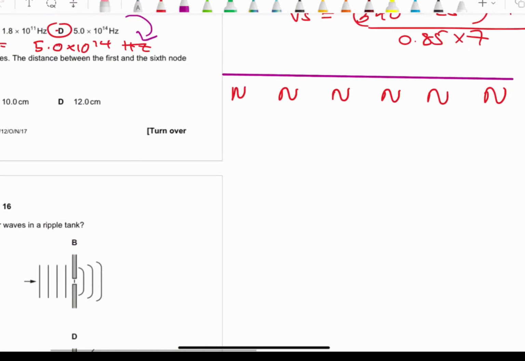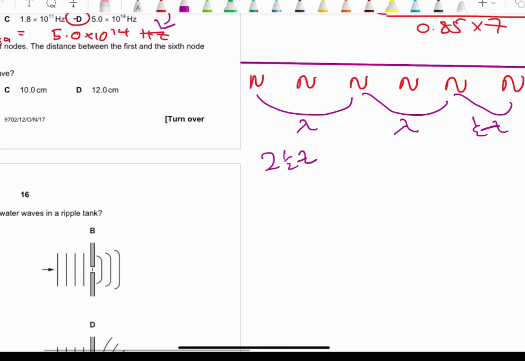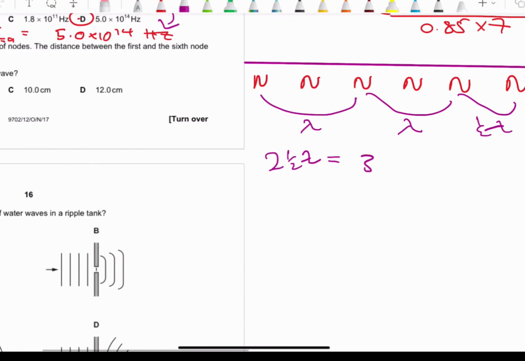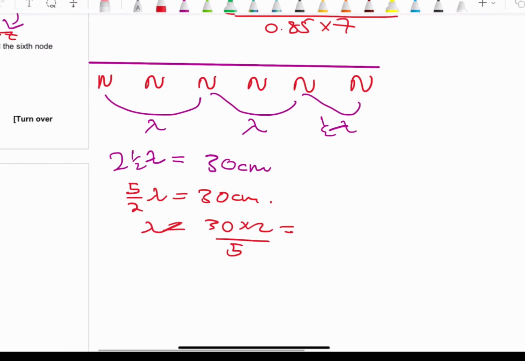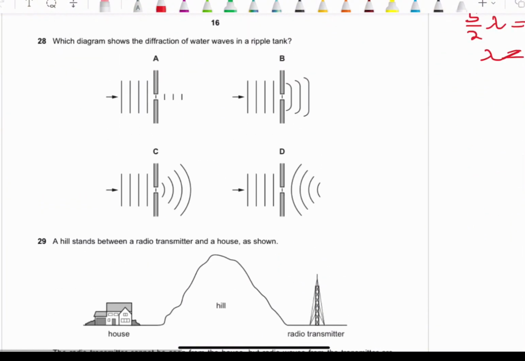So here to here, this is lambda. From here to here, this is lambda. From here to here, this is half lambda. So basically, 2.5 lambda is equivalent to 30 centimeters. So 2.5 lambda is actually 5 over 2 lambda. That's the one which is equivalent to 30 centimeters. So the value of lambda is going to be 30 times 2, divided by 5. 30 times 2, that's 60. Divided by 5, that's 12. So it's going to be 12 centimeters, which is going to be D. Very important. Move on to question 28.